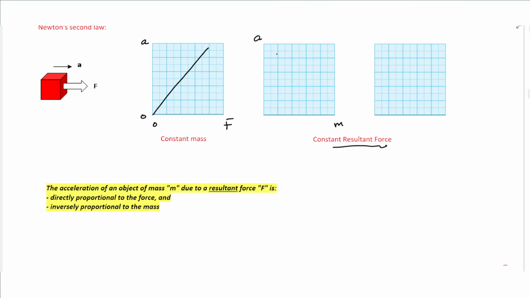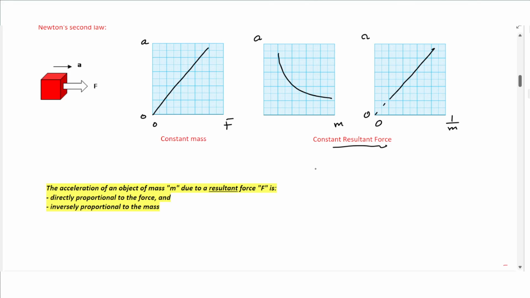So this is a curve that looks like this. This is an inverse relation. Mass and acceleration are inversely proportional. Or if you draw 1 over mass with acceleration, you will have a straight line that goes through the origin.